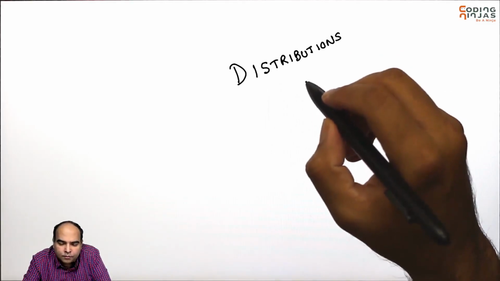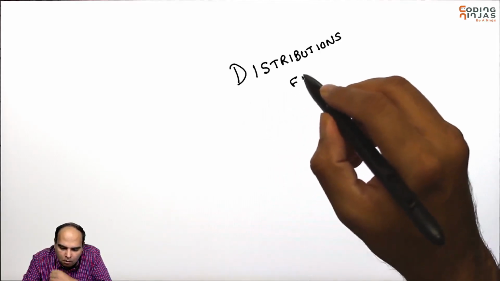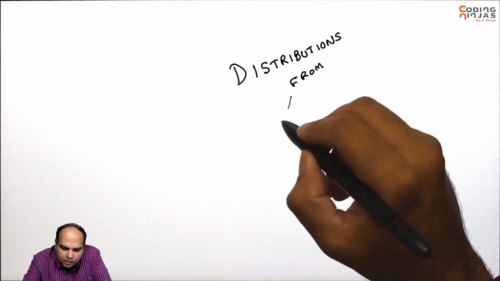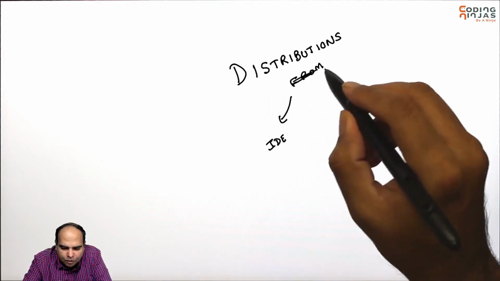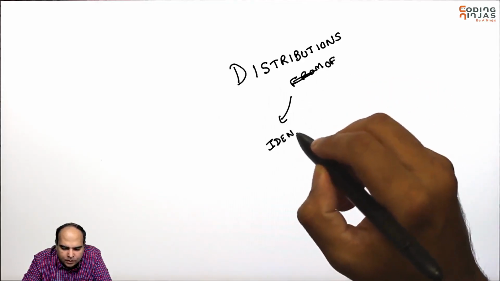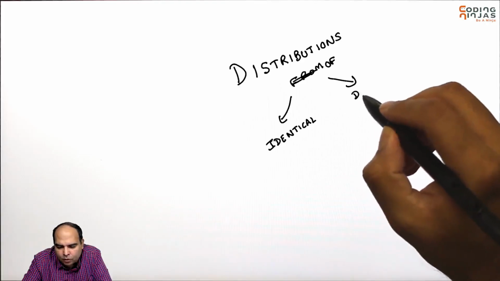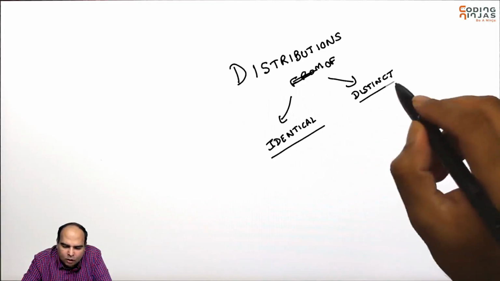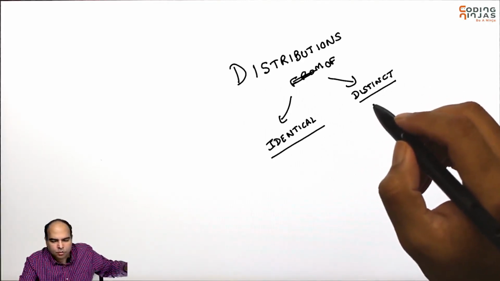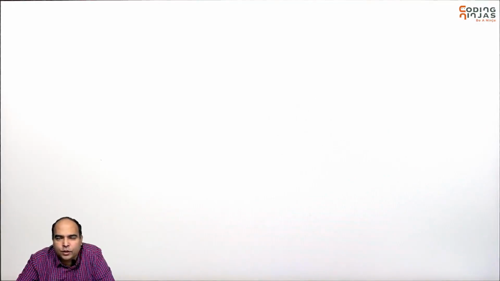When you distribute, distribution can happen of identical objects, or distribution can happen of distinct objects. And there is a standard set of questions both on identical objects distribution and distinct objects distribution. Let's look at those. First of all, let's understand the situation and the formulae, and then we'll go to the questions in the next lesson.